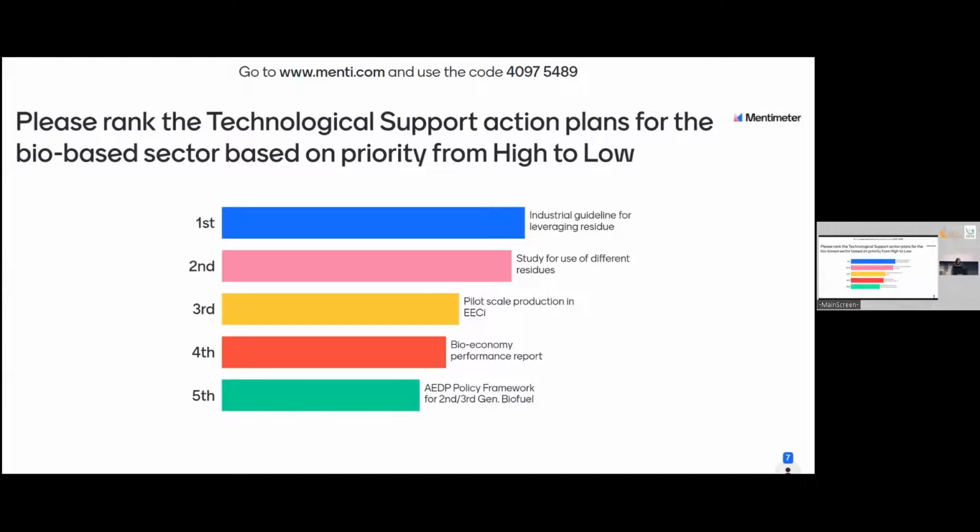With that, we come to a very important segment, and we would like you to help us rank your ideas about these action plans. We talked about various support action plans to promote the bio-based industries in Thailand. Please use your Menti code to rate these different options, of which one you feel would be the most important action plan to prioritize for the bio-based segment in Thailand. We'll give it a few minutes.